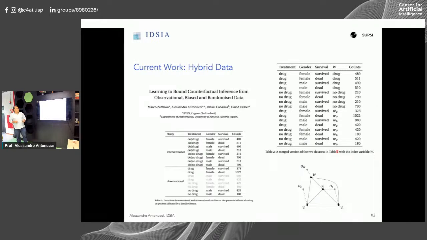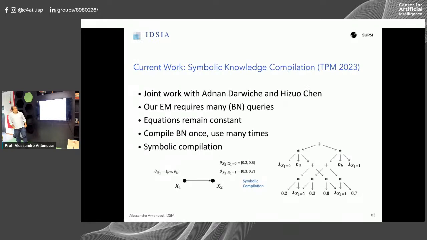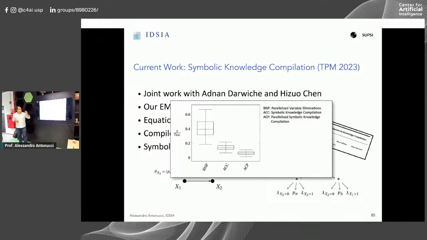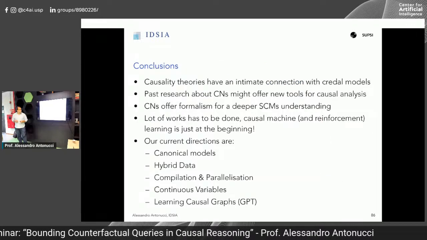We are now working with hybrid data, so we collect an observational study and a clinical trial, and we want to merge together the knowledge. And still, we are always proving the same theorem, but in a more extended setup. What we are really trying to do in these months is to use some technique for knowledge compilation from circuits, probabilistic circuits, this kind of approach, to speed up the inference. So we had some one order of magnitude speed up.